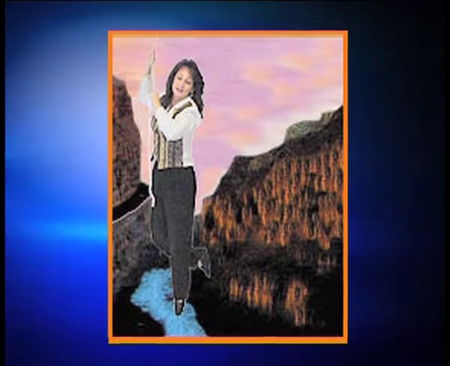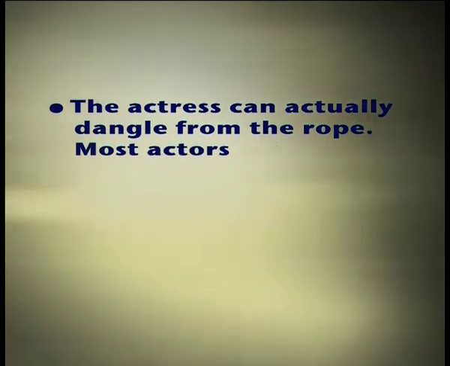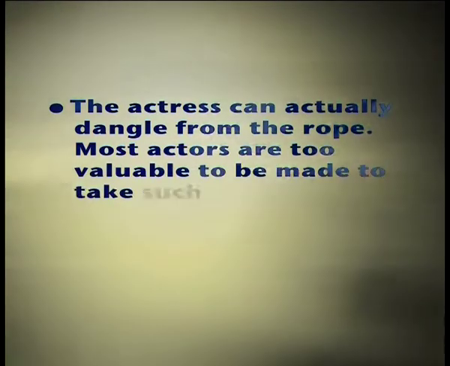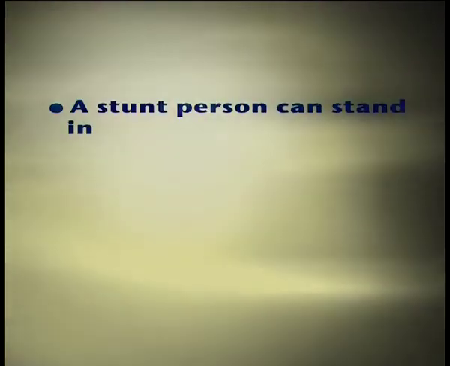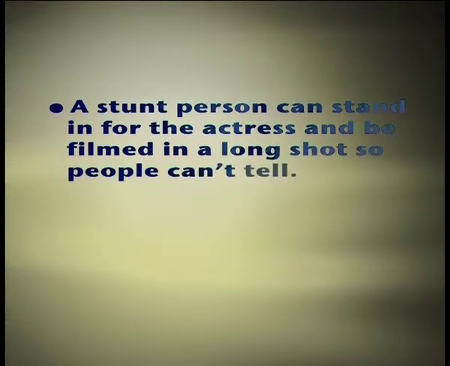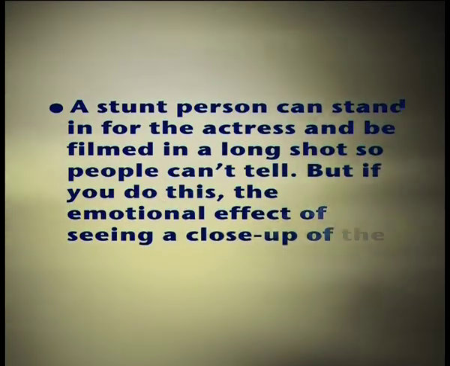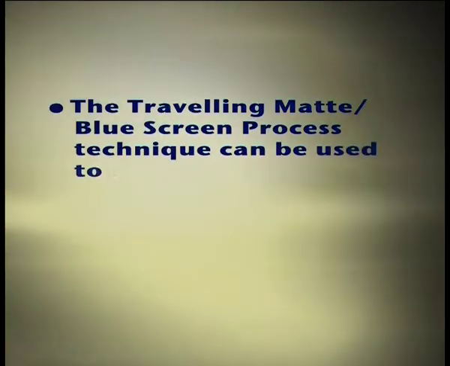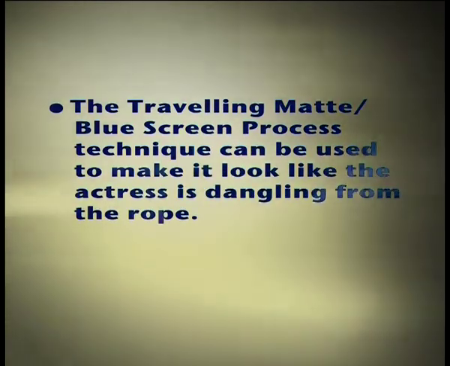The director has several options. The actress can actually dangle from the rope. Most actors are too valuable to be made to take such a risk. Second, a stunt person can stand in for the actress and be filmed in a long shot, so people cannot tell. But if you do this, the emotional effect of seeing a close-up of the actress's face as she screams would be lost. The travelling matte or the blue screen process technique can be used to make it look like the actress is dangling from the rope.